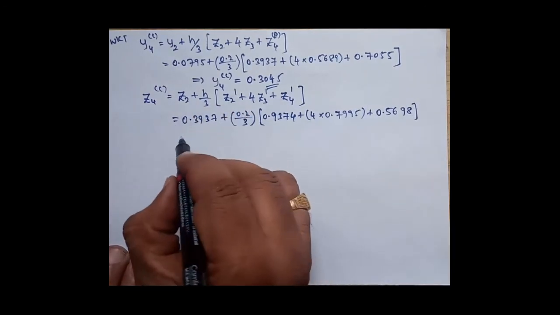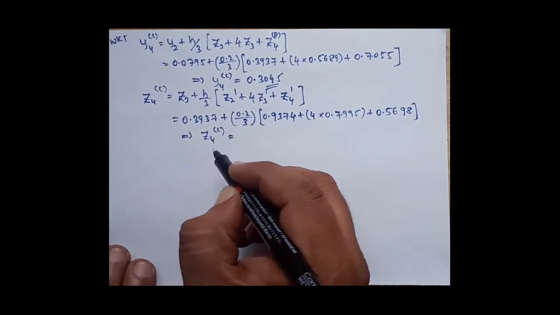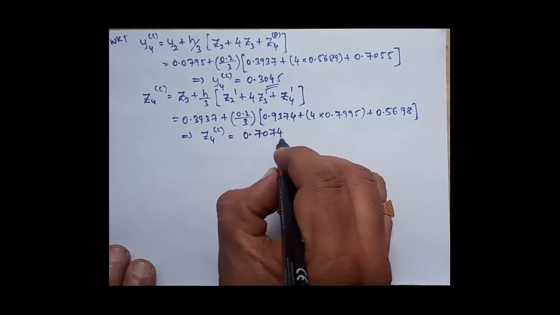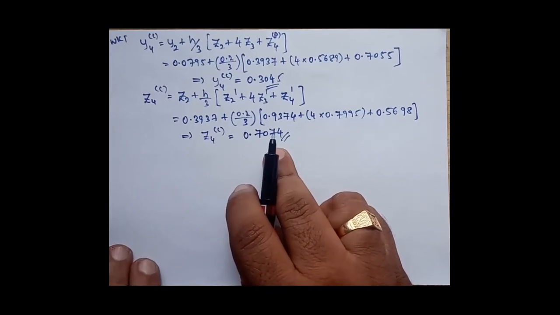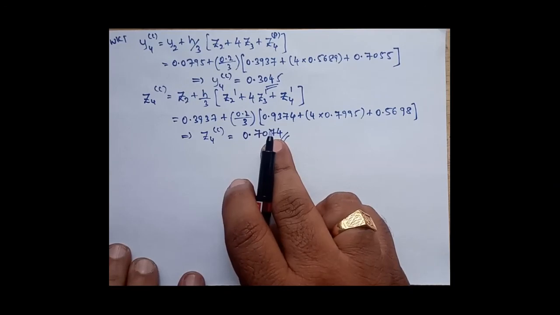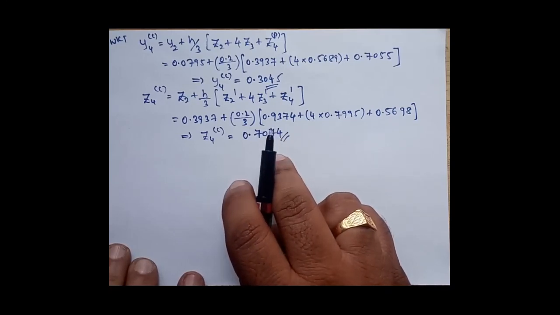Now simplify this, and we get the corrected value of z, that is z4c. This comes around 0.7074. Use your calculator and simplify. See, the predicted value for z4 is 0.7055 and here we get 0.7074. So it is almost consistent. This is how we can find the corrected values.